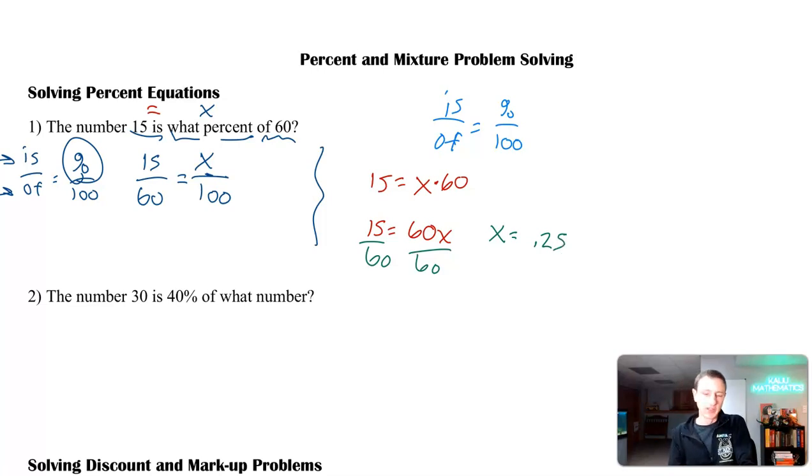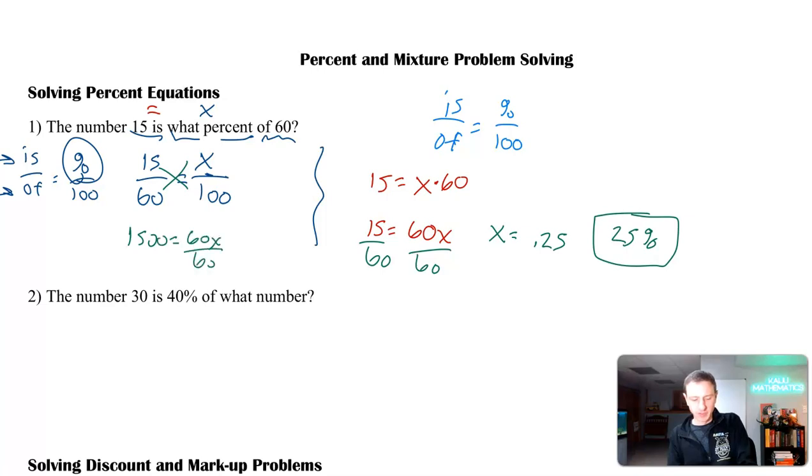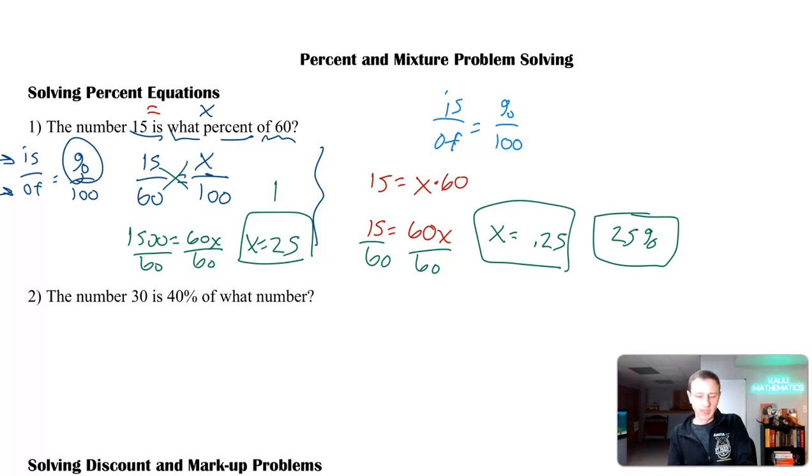Now the question says what percent? We get x equals 0.25, so that would be 25%. I want to show you solving this proportion here: 15 times 100 would be 1500 equals 60x, divided by 60, and we get an x value of 25. Now notice the differences in our answers. In one we got a decimal value, and in this one we got x equals something. Just know what you're doing. You set up a proportion where this x value was the unknown percentage, so that's 25%. In the other we set up an equation where my x value came out to be 0.25, so I have to convert it to a percentage.